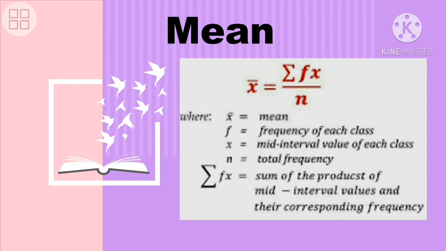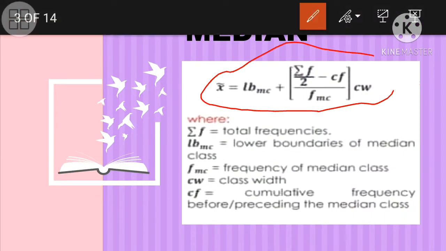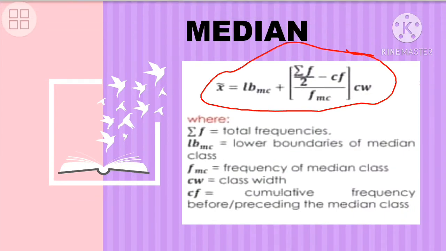Second is the median. This is the formula for the median, where summation of f is the total frequencies, LB sub MC is the lower boundary of the median class, F sub MC is the frequency of the median class, CW is the class width, and CF is the cumulative frequency preceding the median class.